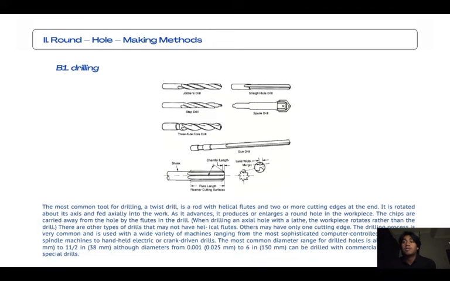The most common diameter range for drilled holes is about 1/8 to 1 1/2 inch, which we can convert to 3 mm to 38 mm, although diameters from 0.001 inch, or 0.025 mm, to 6 inch, which is 150 mm, can be drilled with commercially available special drills.